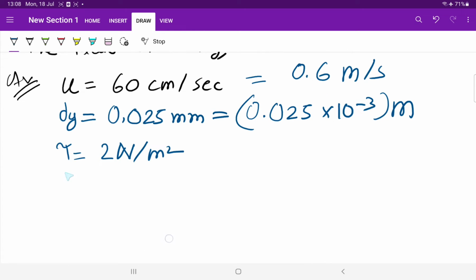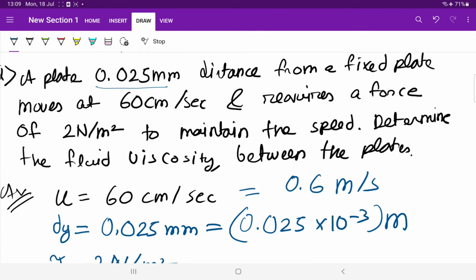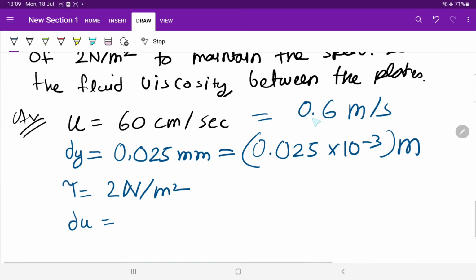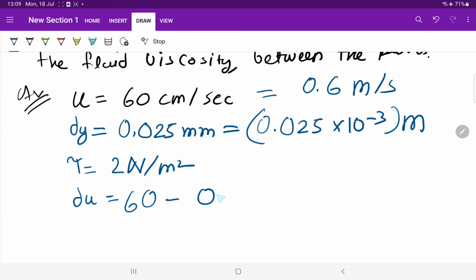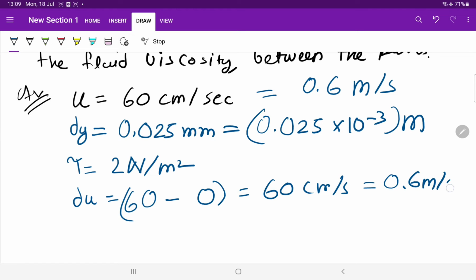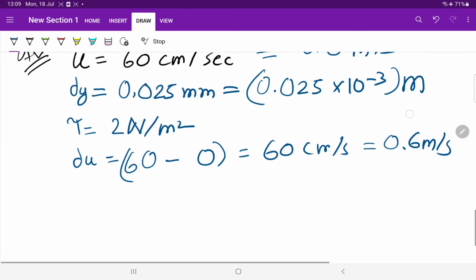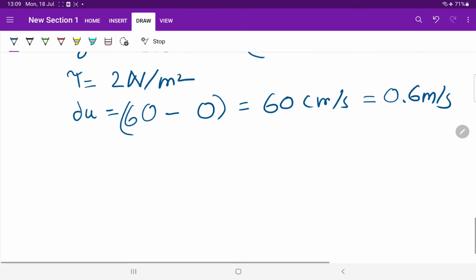Now what will be du? du is the change in velocity. As you can see, it moves at 60 centimeter per second. Earlier it was 0, so it goes from 0 to 60. So it will be 60 minus 0, which is 60 centimeter per second, or 0.6 meter per second. So we know du. Now what is required is mu.